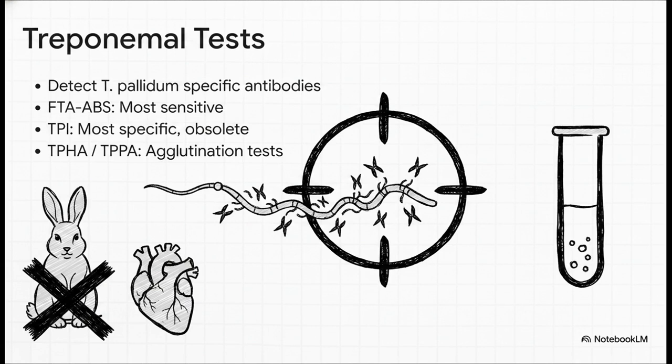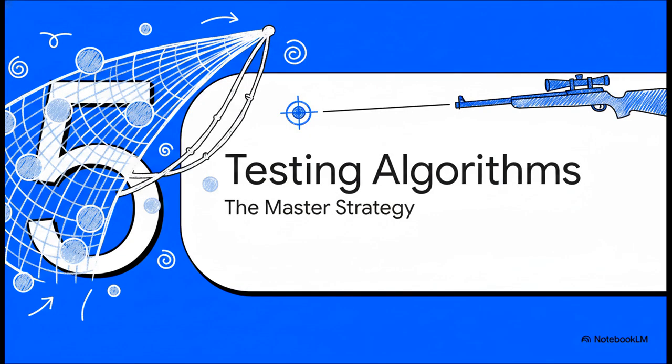Historically, the TPI was the most specific, but it's totally obsolete now because, well, it literally required us to use those live bacteria from rabbit testes. Today, labs most commonly use TPHA or TPPA. These are simple, highly specific agglutination tests used to confirm if that initial VDRL hit was truly syphilis. Finally, Section 5, syphilis testing algorithms, the master strategy.